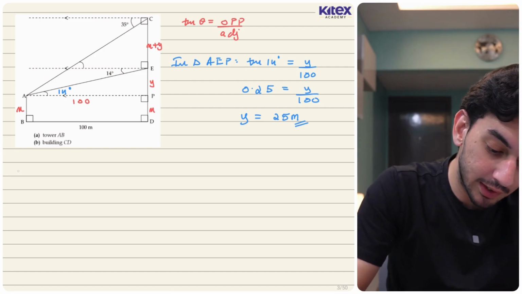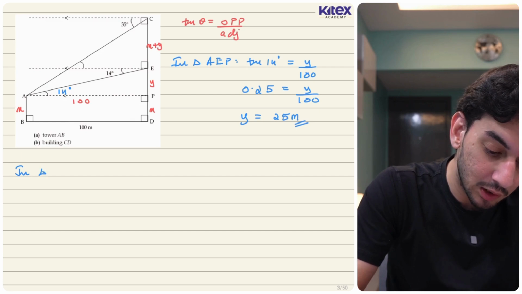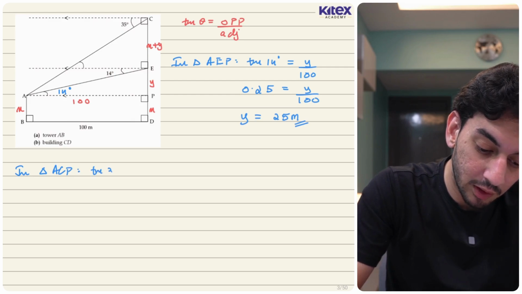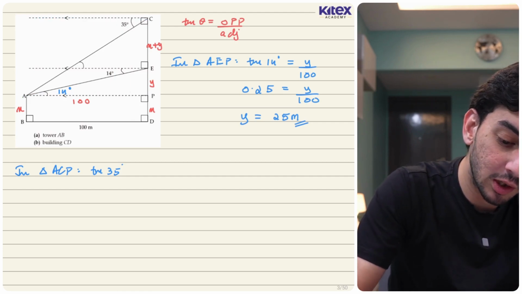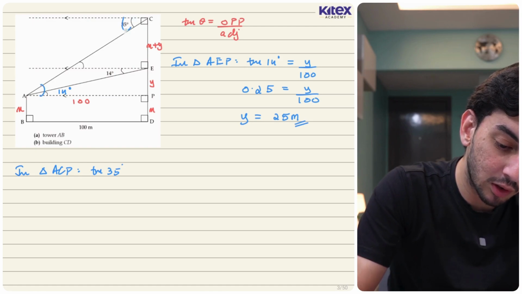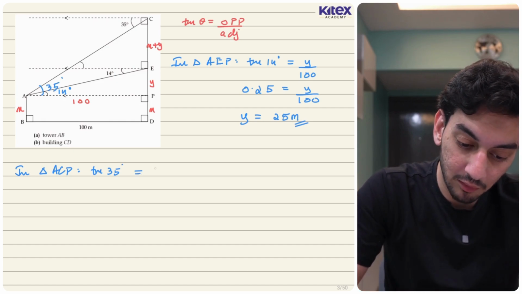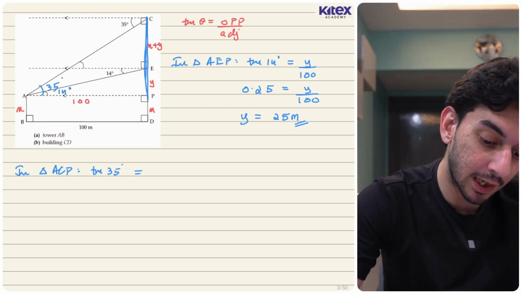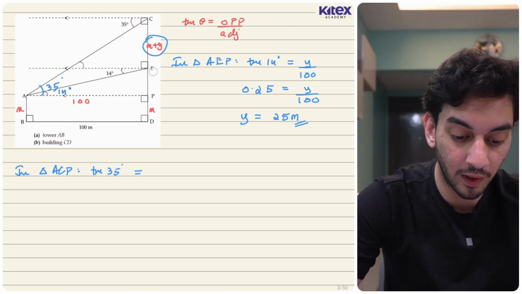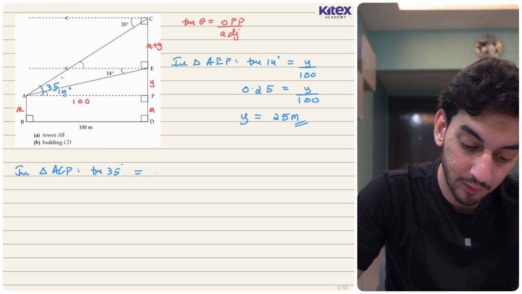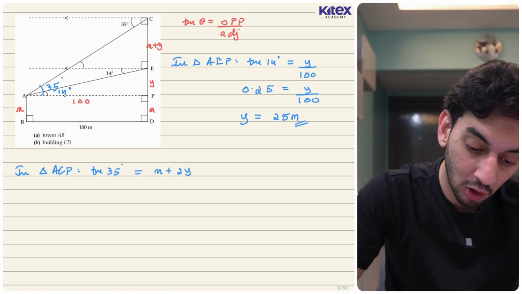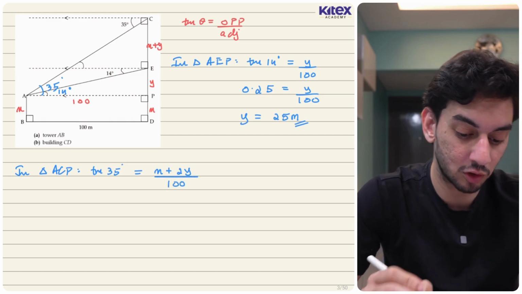Now let us move ahead to the next triangle, which is triangle ACP. So in triangle ACP, tan of 35 degrees. How did I get tan 35? Because this line and this line, these two lines, are parallel to each other. So if this is 35, this has to be equal to 35, alternate interior angles. Okay, so tan 35 is equal to opposite. The opposite of this thing is this entire thing, which is x plus y and another y. So x plus y and another y basically adds up to x plus 2y. So that is x plus 2y, all of that divided by 100. So we have 100 over there.